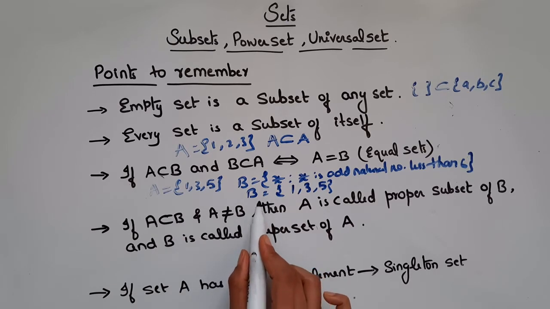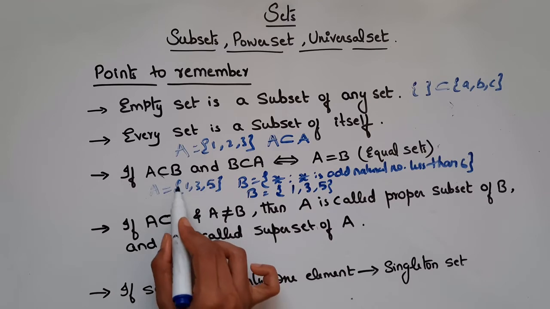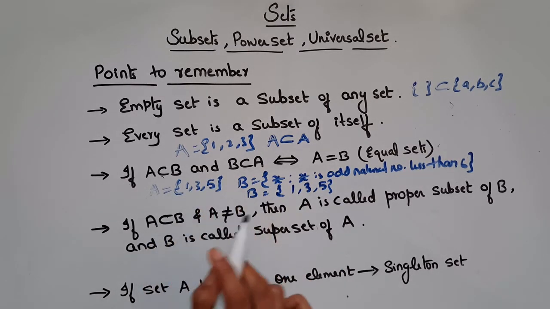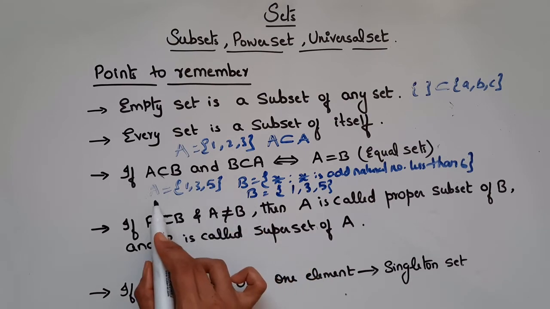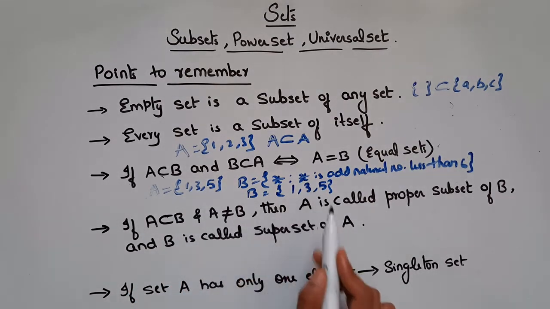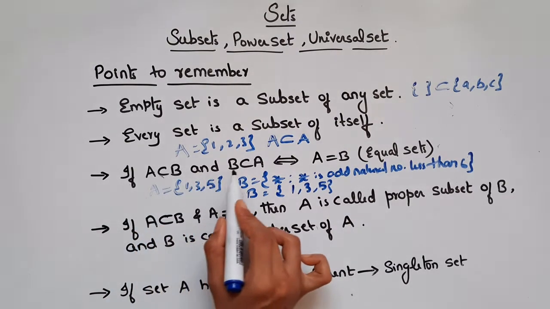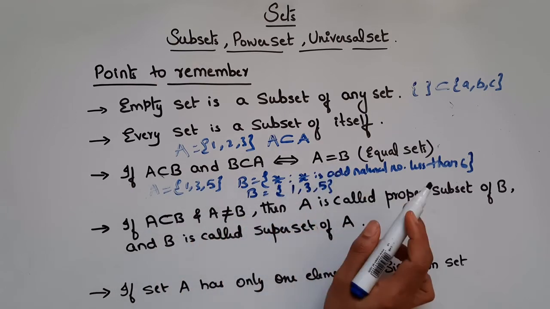And also we have B is a subset of A. In B we have 1, 3, 5 which is also present in A, 1, 3, 5. So this is possible only when these two sets are equal. Here they are equal, right? So A is 1, 3, 5 and B is 1, 3, 5. So in general we can say if A is a subset of B and B is a subset of A, this is possible only when both the sets are equal sets.